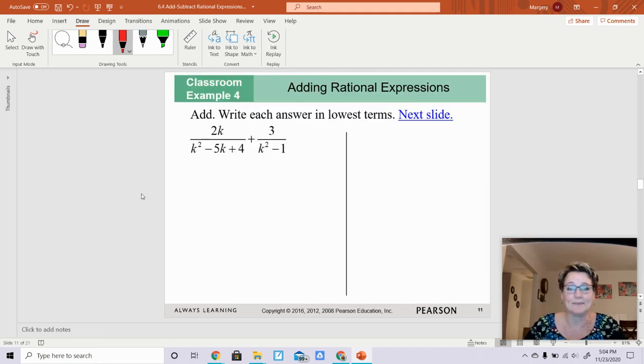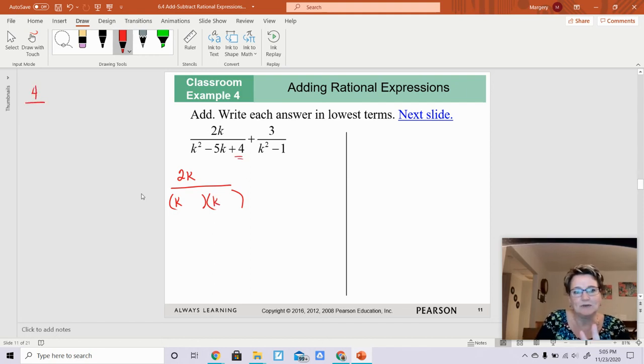All right, next one. It is again a fraction plus a fraction, but you do have to factor it first. So my numerator I can't do anything with, but my denominator I can. So the only way to get k squared is k times k. I have this 4. My target number is 4. I need two numbers that when multiplied together give you 4, but when added together give you negative 5. So let's do negative 1 times a negative 4 gives you a positive 4. But a negative 1 plus a negative 4 gives you negative 5. That's your middle term. We found our two factors.